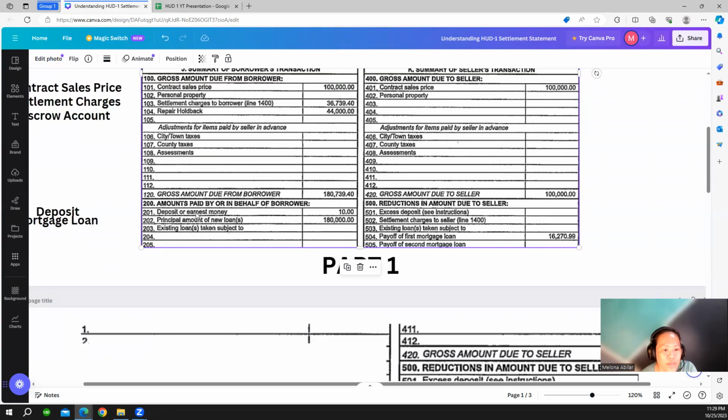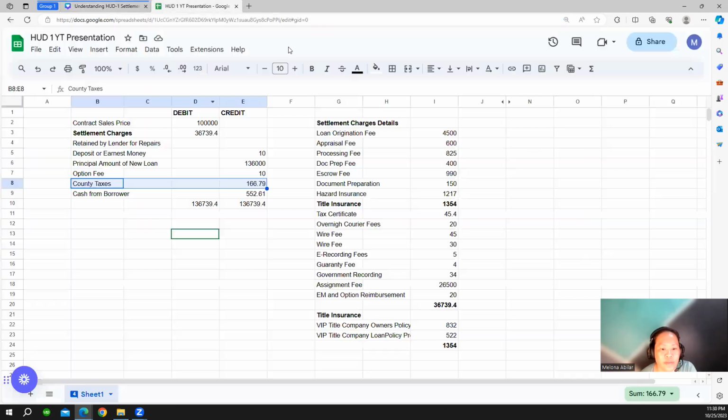Then there's also a credit on the county taxes. It's a credit because these items are paid by the seller in advance. That means this is not an expense on the part of the buyer, but on the seller, so we put it on the credit side. Then cash from borrower, we also put on the credit side because this is a decrease to your bank account.